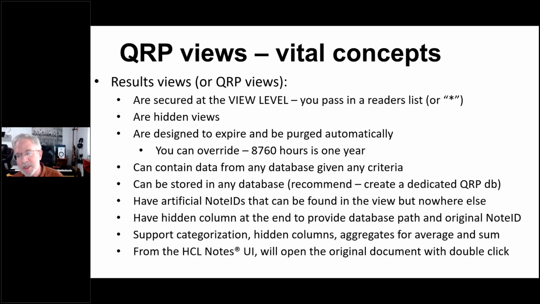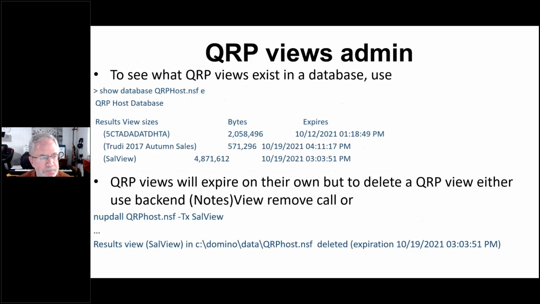It's not the node ID. We do create these node ID fields, but it's not the same. Those are the original node IDs in the source database. Okay, they support categorization. I showed you hidden columns, aggregates versus average and sum. And again, I showed you that the Notes UI does allow you to open the original document, wherever it resides, with a double click.